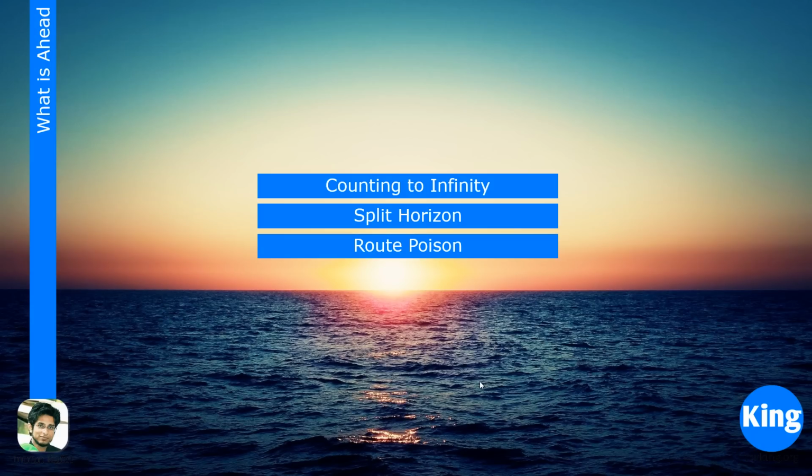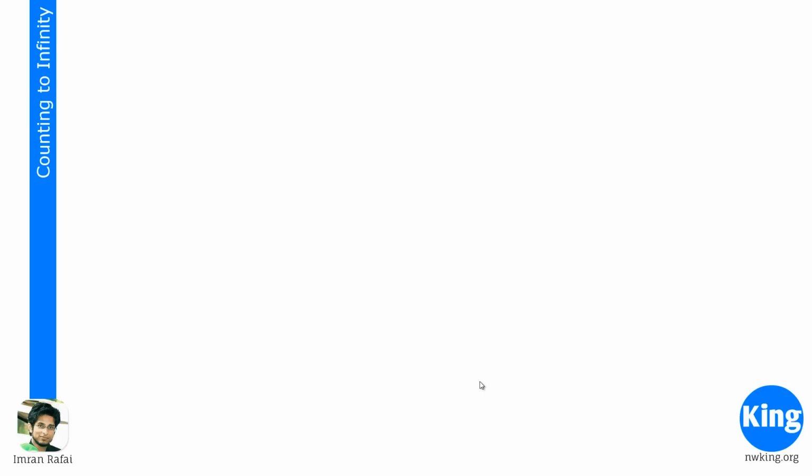So what are we going to look at today? We're going to look at three things. We're looking at the counting to infinity problem in RIP routing. We will look at the split horizon rule and route poisoning. What is the counting to infinity problem in RIP routing? To understand that, let's do some diagrams.